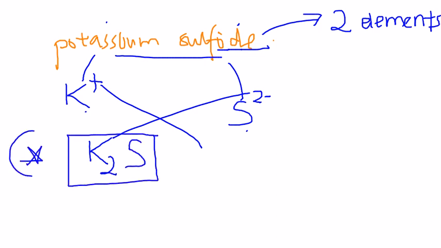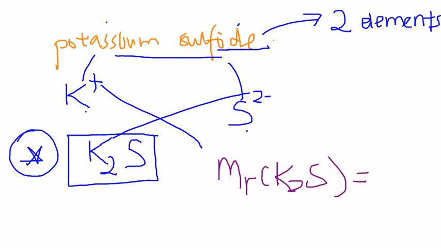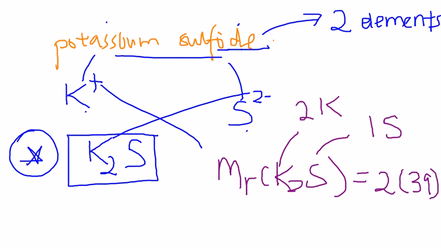With this formula, we would be able to calculate the MR of K2S. Remember, MR is the sum of all the AR of the atoms present. Since we have 2 potassium and 1 sulfur, we would need to take 2 multiplied by the AR of potassium, which is 39, and then we need to add on 1 times AR of sulfur, which is 32. Hence, overall, we should be getting 110.